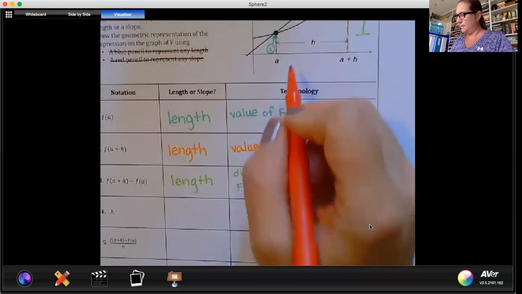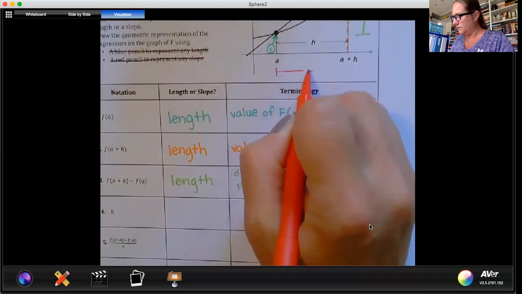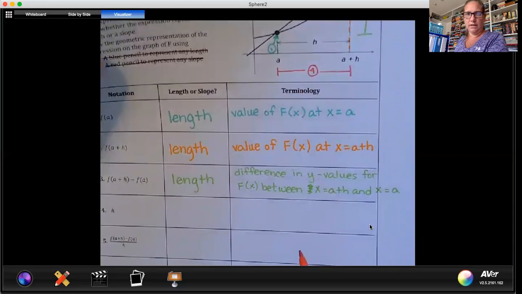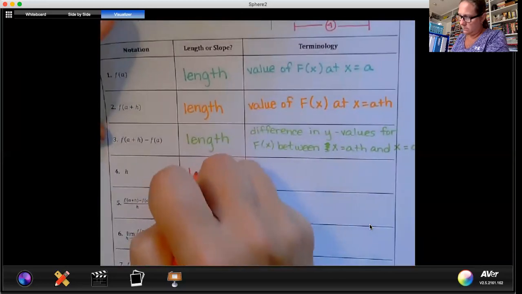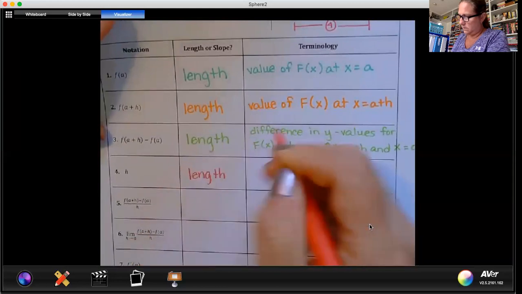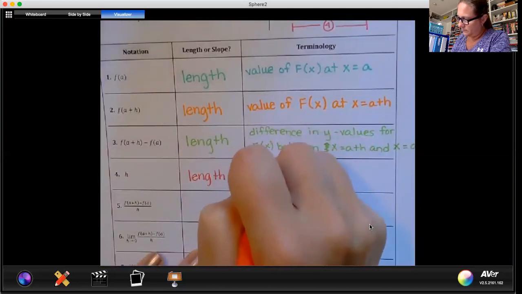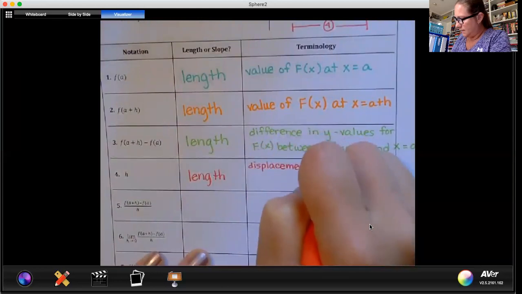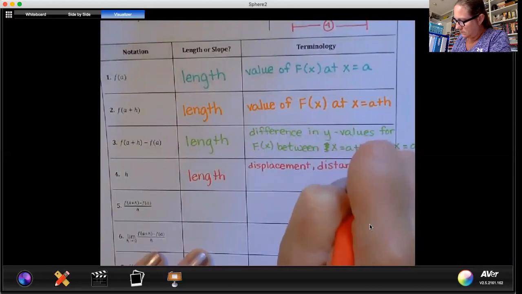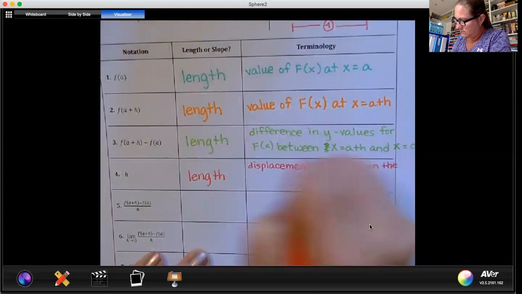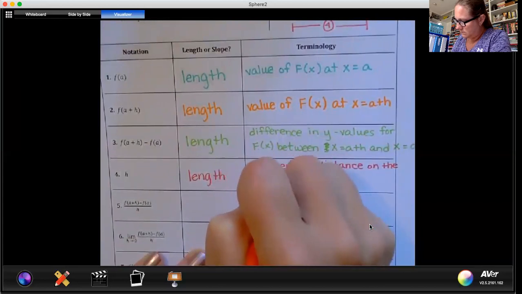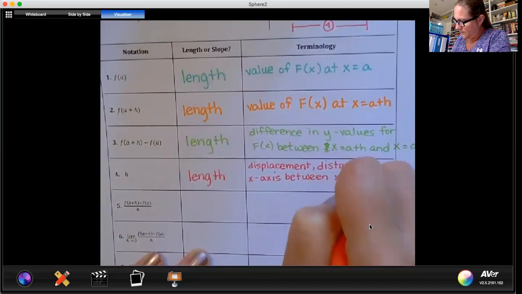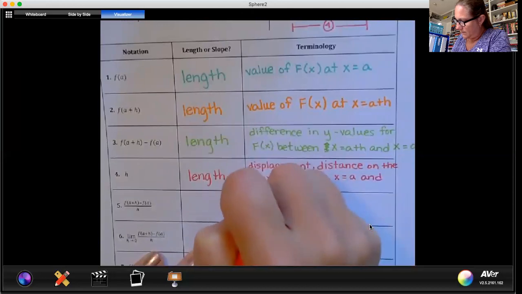We see the h represented here. It's already drawn in for us, so this will be number 4. Again, not a slope. It is a displacement. It's the distance on the x-axis between x equals a and x equals a plus h.